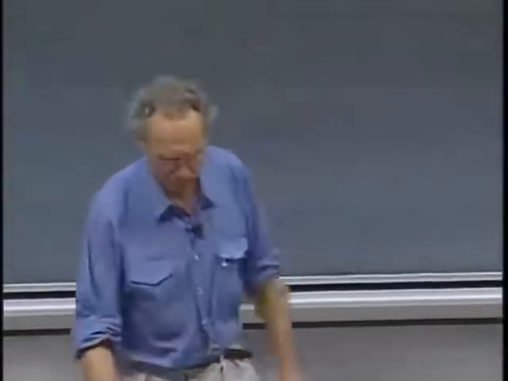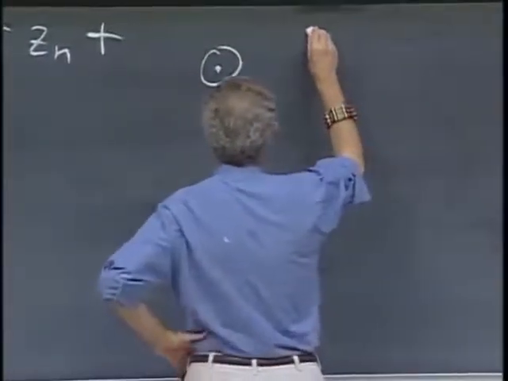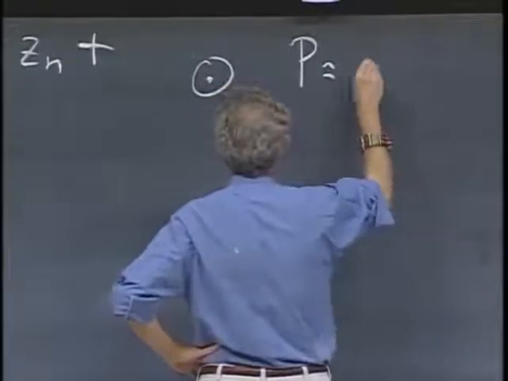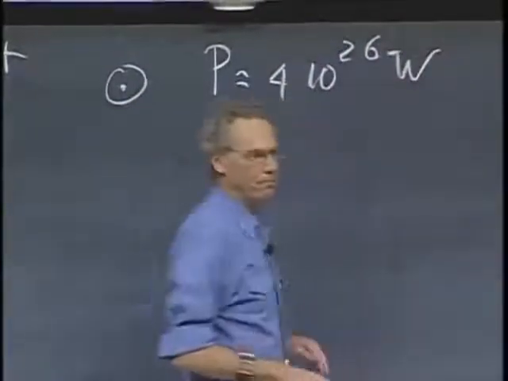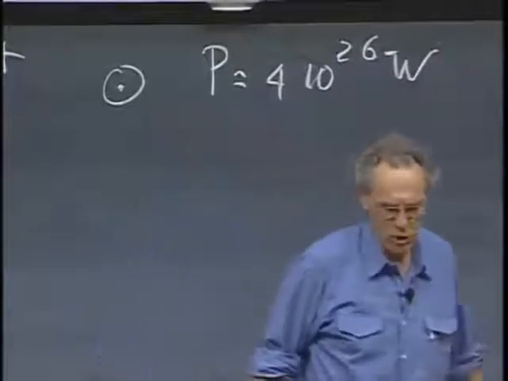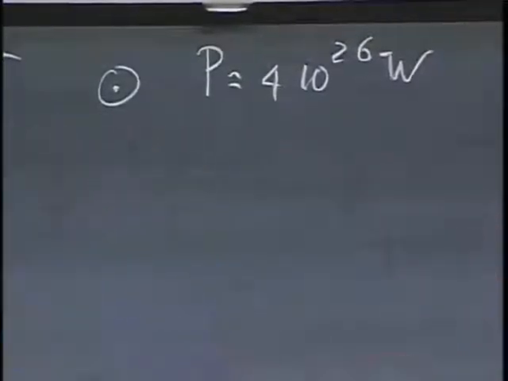The sun is a wonderful source of energy. The sun has a power of 4 times 10 to the 26 watts. 4 times 10 to the 26 joules per second, mostly in the visible light and some in the infrared.